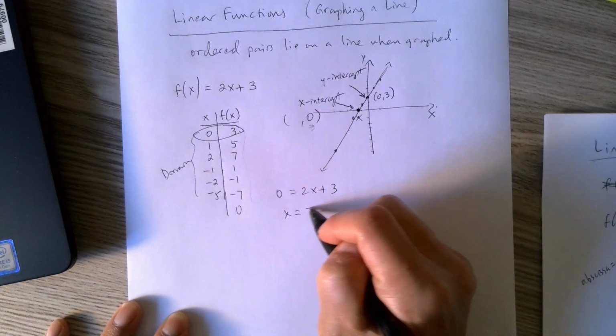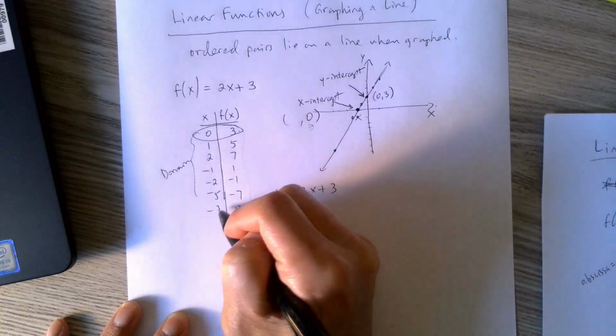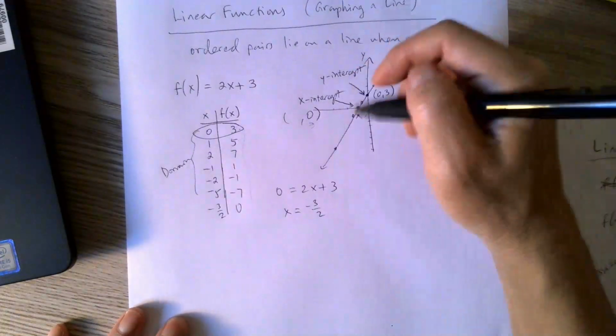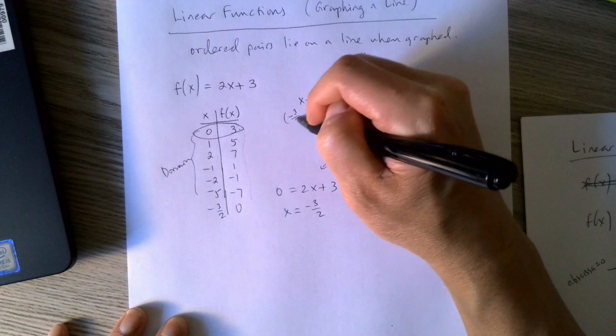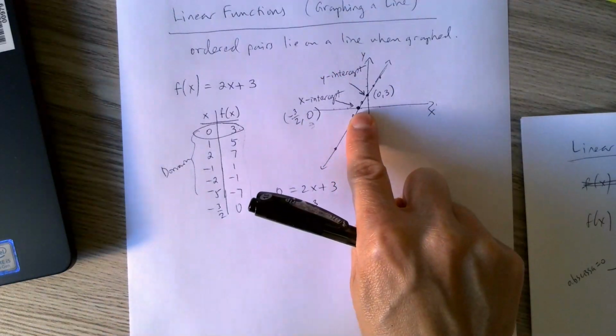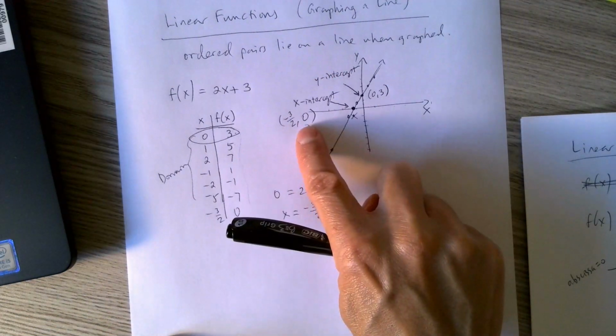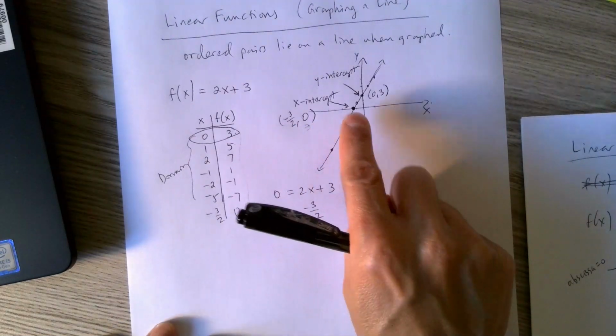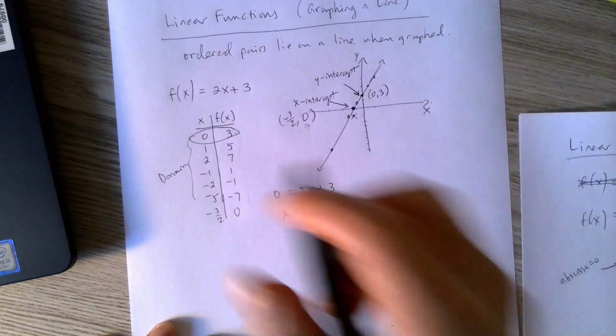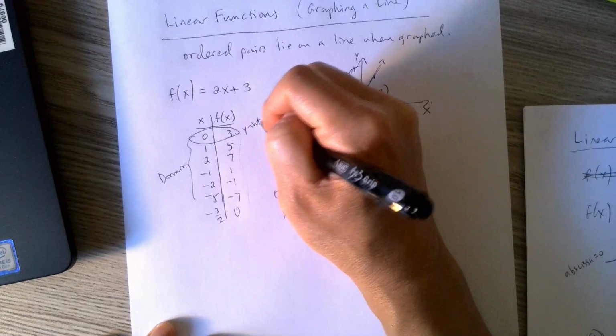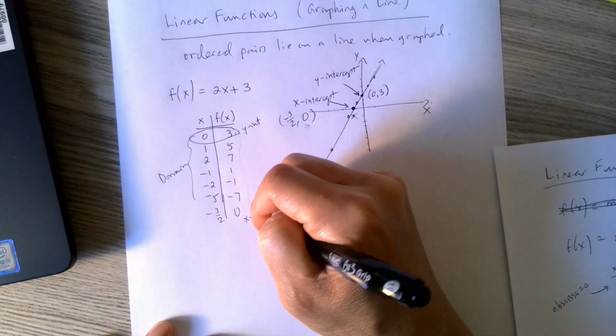So when I solve this, it's negative 3 over 2. Unfortunately, it's a fraction, but no big deal. So that point is located at negative 3/2, 0. That is my x-intercept. So this is my y-intercept, and this is my x-intercept.